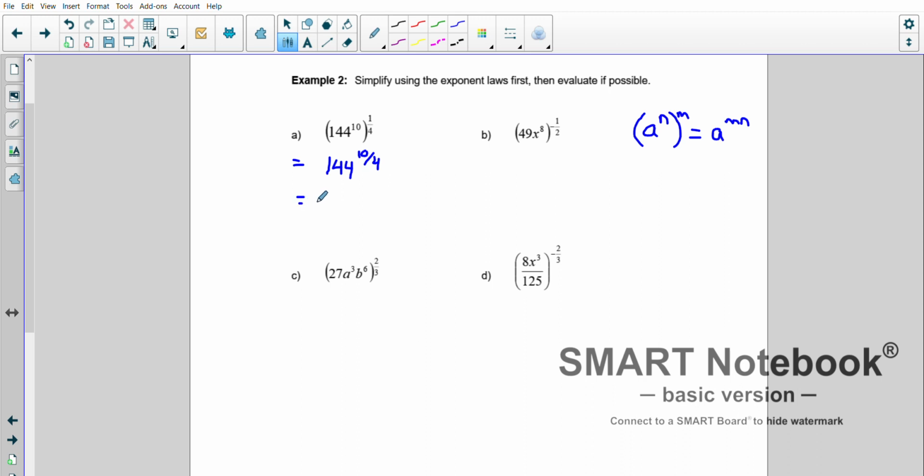And now I'm going to apply my rational exponents. This is going to be the 4th root of 144. So simplify using exponent laws first, then evaluate if possible. So I'm going to see if there is a 4th root of 144. There is not. So we could evaluate it still. I will go ahead and do that. It's going to be a decimal answer. So 4th root, 144. If you put that in your calculator, you will get 248,832.